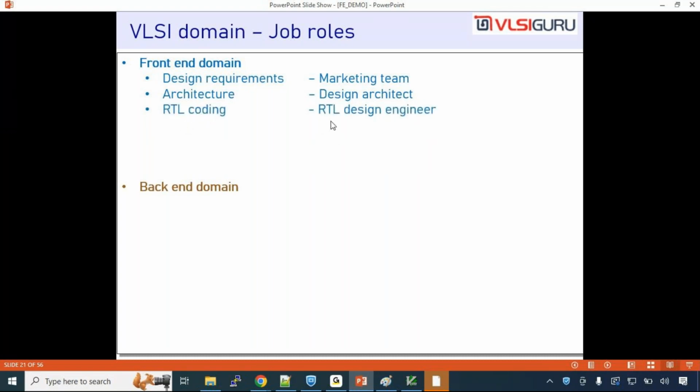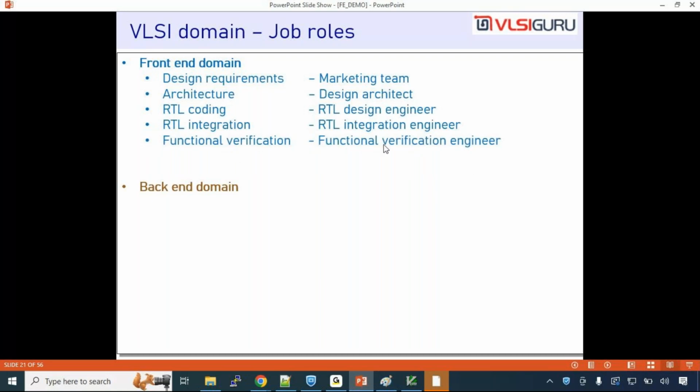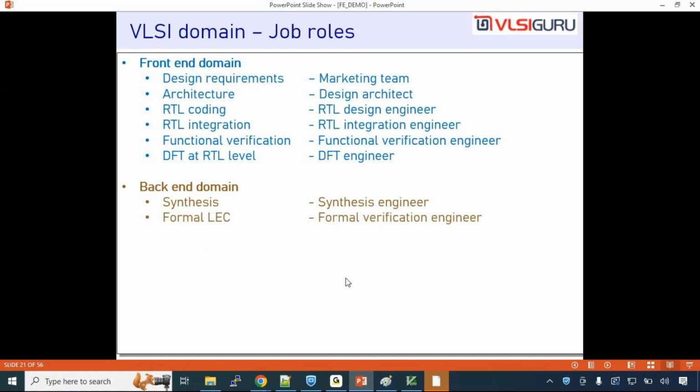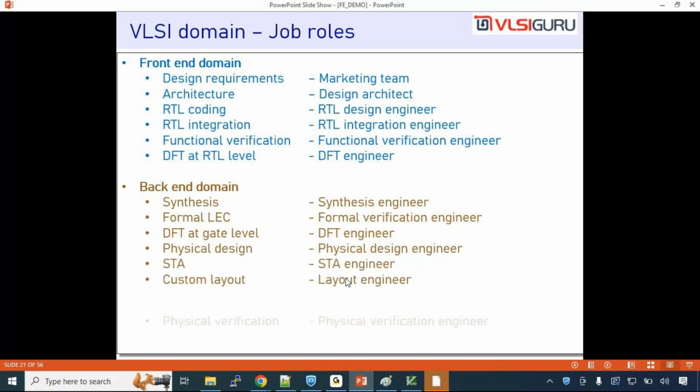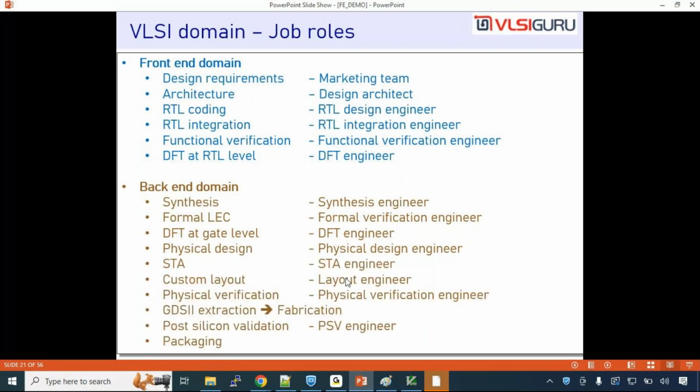RTL coding, the person who does it is called the RTL design engineer. Then RTL integration engineer, functional verification engineer, DFT engineer. Then you have synthesis engineer, formal verification engineer, DFT engineer, physical design engineer, STA engineer. Different people are involved at each stage.